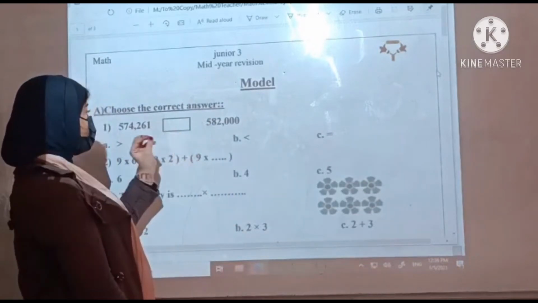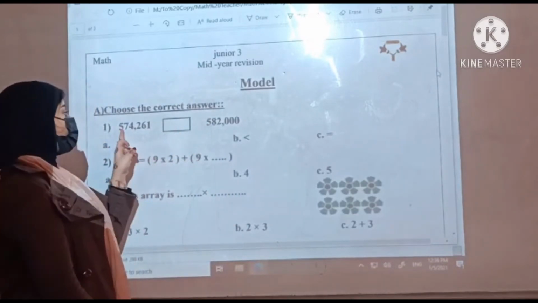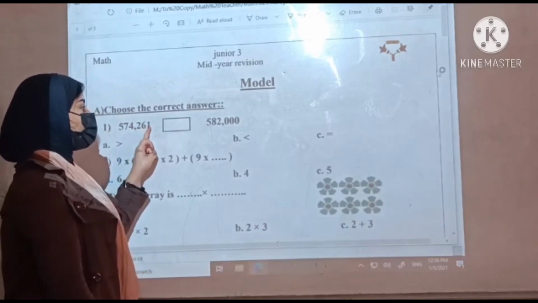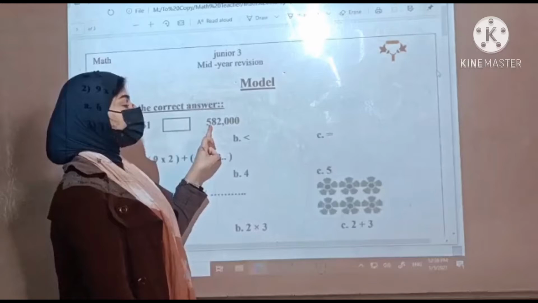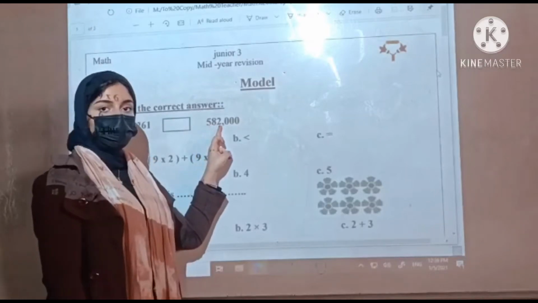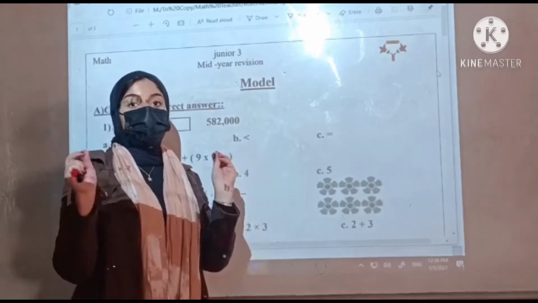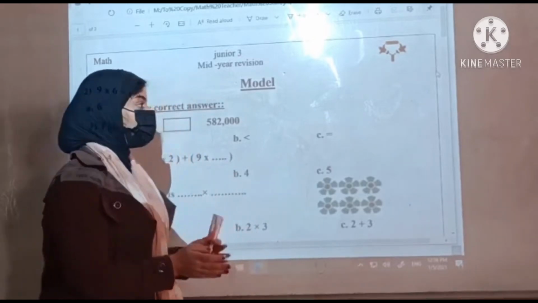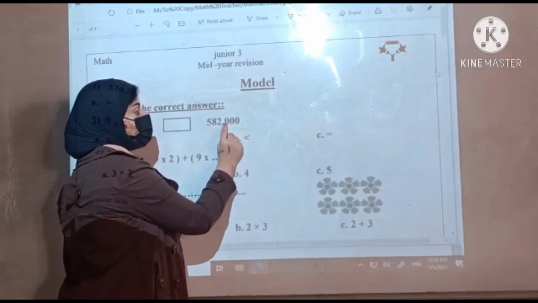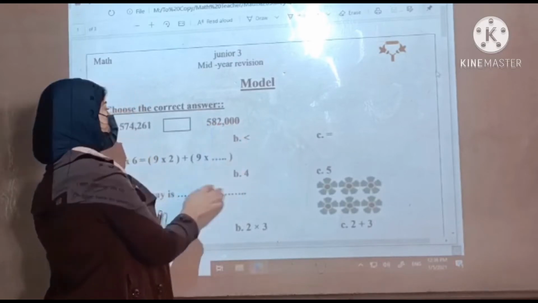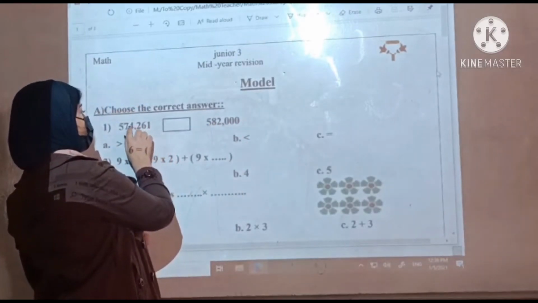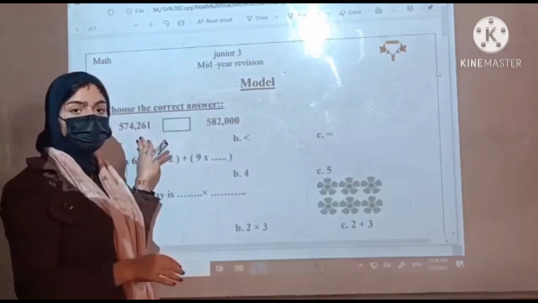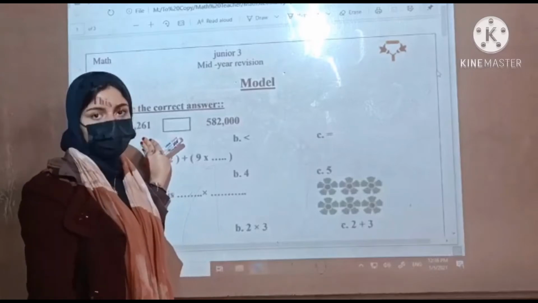Which are we gonna choose? The first one here, I have 574,261. And here, 582,000 only. So, first of all, if you want to compare, you should count each digit in each number. So here I have 1, 2, 3, 4, 5, 6 digits. And here 1, 2, 3, 4, 5, 6 digits. Okay? So here 6 and here 6. Now you are ready to compare.